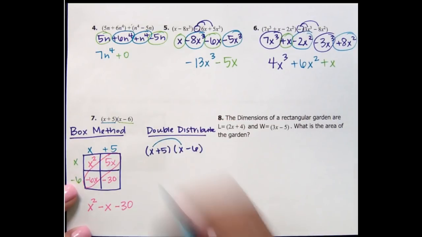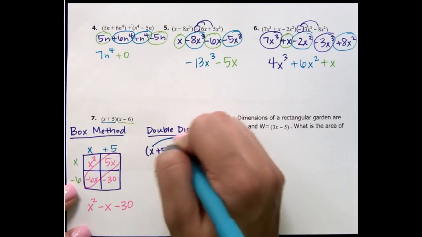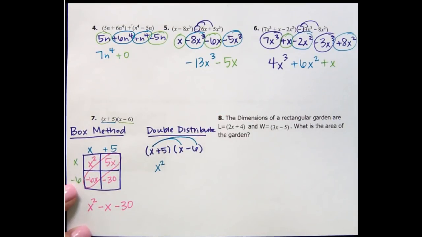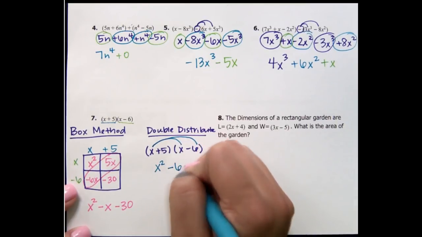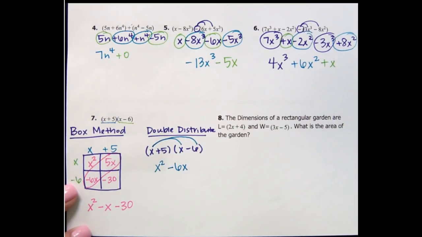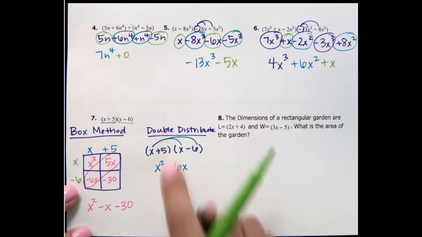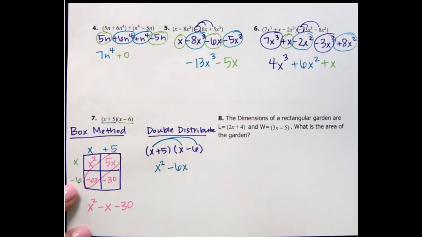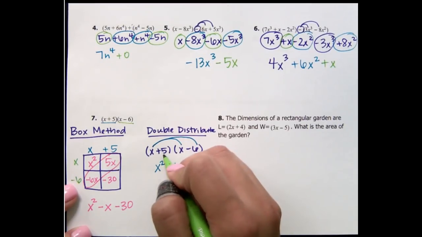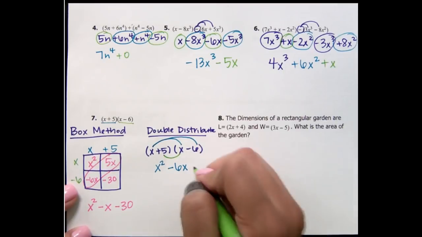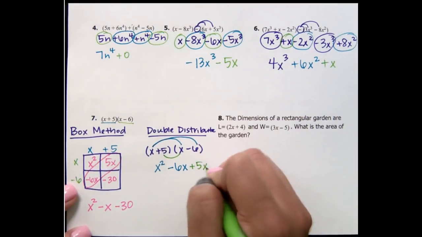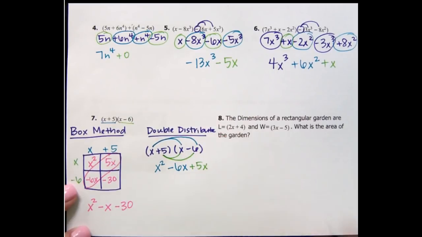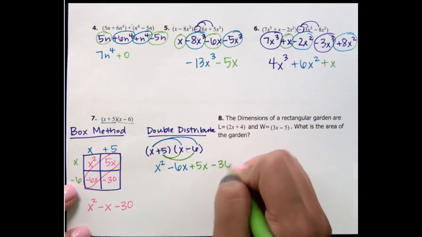So x times x is x squared. And then x times negative 6 is negative 6x. So that's the first part of the double distribute. Then I have to distribute the second part of the parentheses to everything in the second parenthesis. So this is where the double part comes in. So then I have to distribute 5 times x is a positive 5x. And then 5 times negative 6 is negative 30.